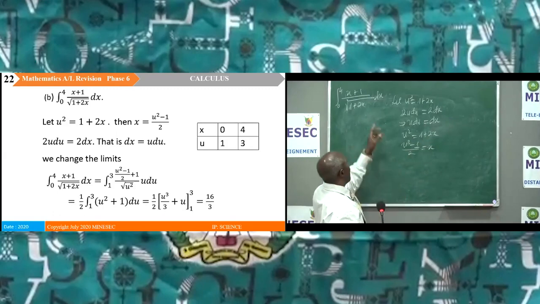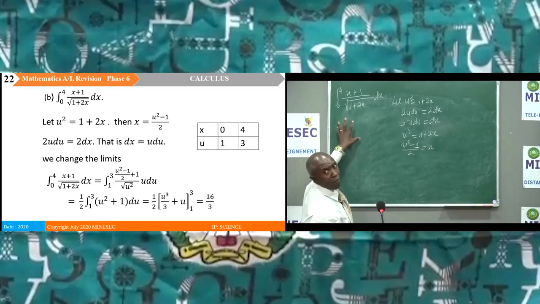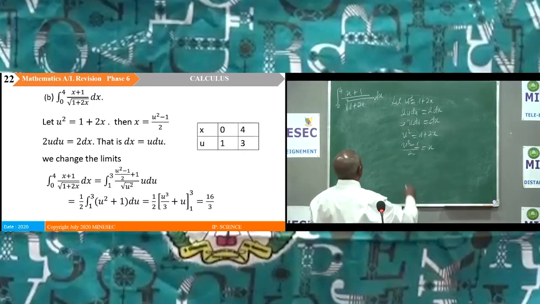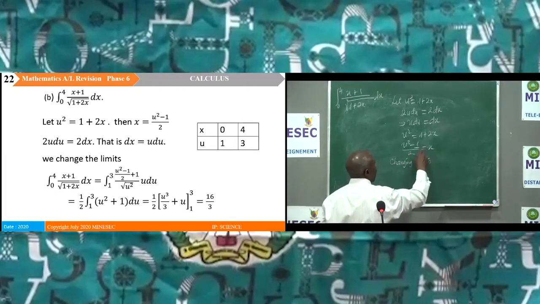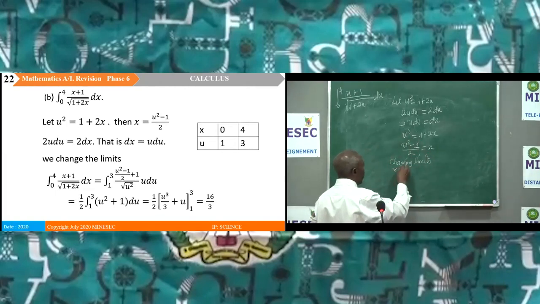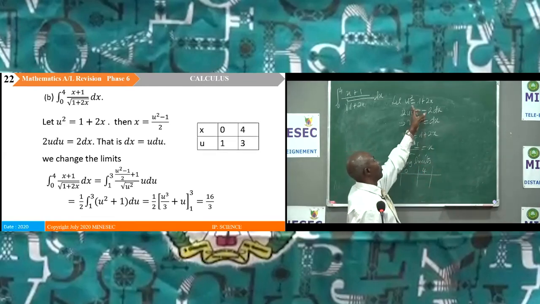Okay, the next thing is we change the limit, so that when we go back to our integral, we start substituting our findings that we will simplify and we can easily integrate. We now change the limit. We have x and u. When x is 0, x is 4. To obtain the values of u, we simply come and substitute it here.